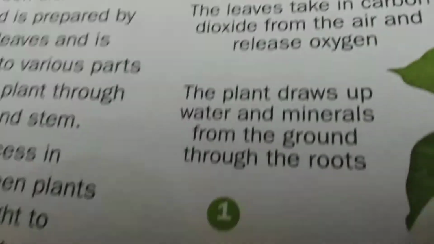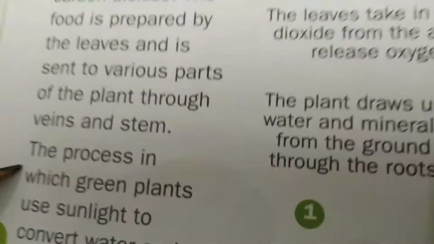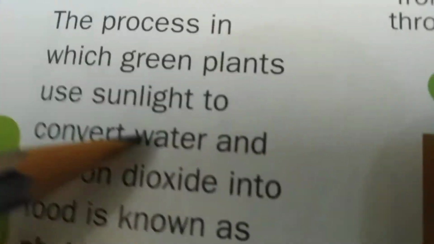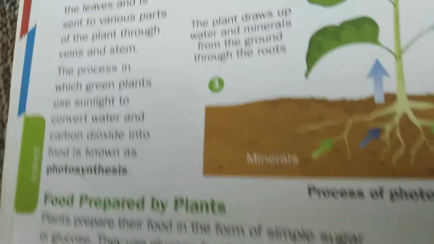Stomata take in carbon dioxide. The food is prepared by the leaves and is sent to various parts of the plant through veins and stem. The process in which green plants use sunlight to convert water and carbon dioxide into food is known as photosynthesis.